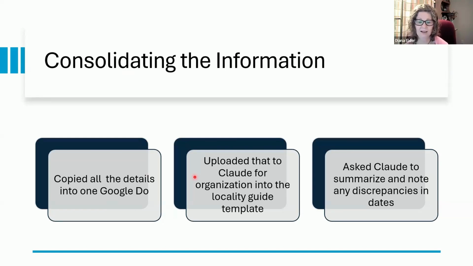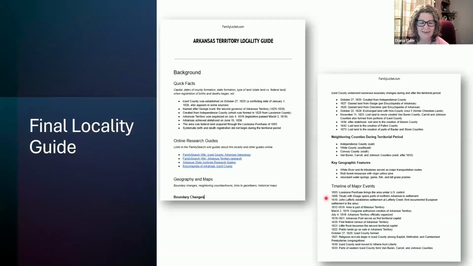And then it had my locality guide template already, and so I asked it to just put it all into that template, and I wanted it to summarize and note any discrepancies in dates, because doing some spot checking, I had noticed among the AI models there was a little bit of discrepancy for like when the county or the territory was begun. And I was curious about that.